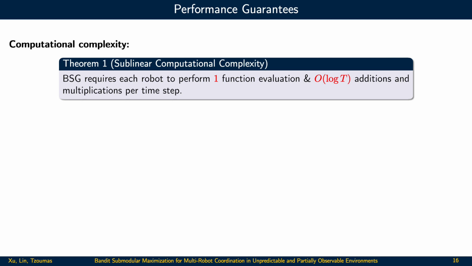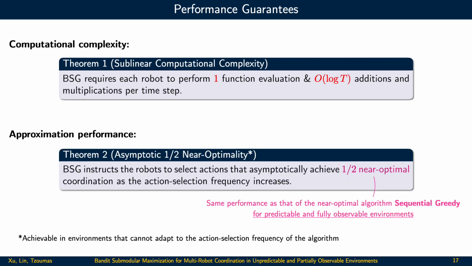Now, let's check the performance guarantees of our proposed algorithm. At each time step, BSG requires each robot to perform only one function evaluation of FT and a sublinear number of additions and multiplications. And as long as the environment is not adaptive to the robot's action selection frequency, then BSG enables the selected actions to have a guaranteed asymptotically a half near optimal performance, which matches the classical sequential greedy algorithm assuming a predictable and fully observable environment.